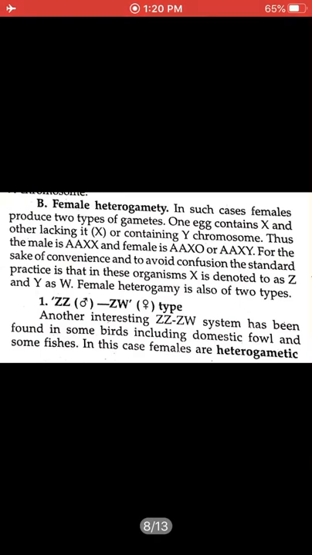Why are females homogamety? Because they have XX, similar chromosomes, but males have X and Y chromosomes, and that is heterogamety.